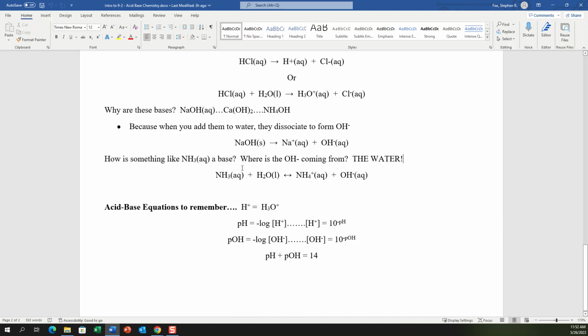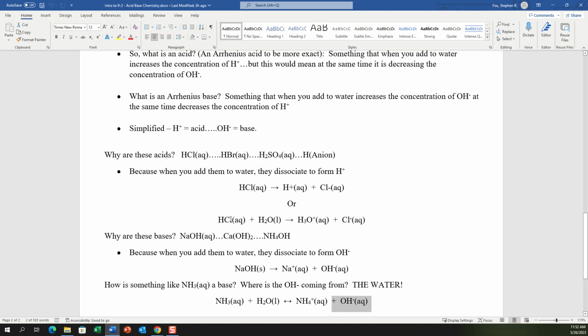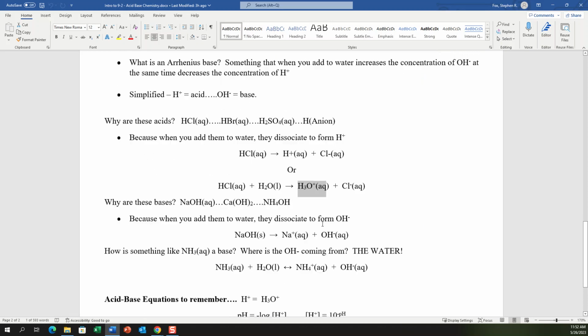So where's the OH minus coming from? Well, the ammonia bumps into a water molecule. It takes an H plus away from the water molecule. That's where ammonium comes from. And then if water loses an H plus, you get OH minus. So adding this to water produces hydroxide. That's the definition of an Arrhenius base. When I add this to water and I get hydronium, that's the definition of an Arrhenius acid.